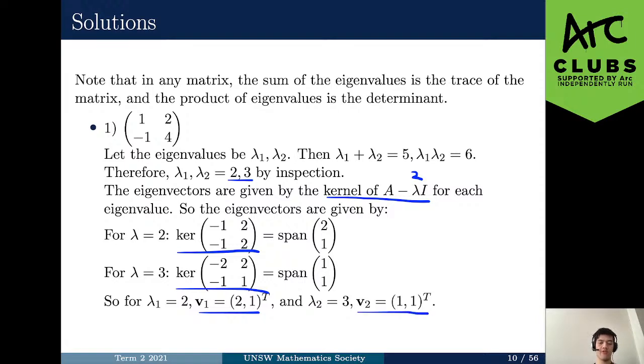Well, of course, eigenvectors are not unique. I can have any other multiple of these ones and there will still be eigenvectors, but we just need to choose one. And I guess these are some natural ones that look nice. But yeah, there are other choices that you could use.